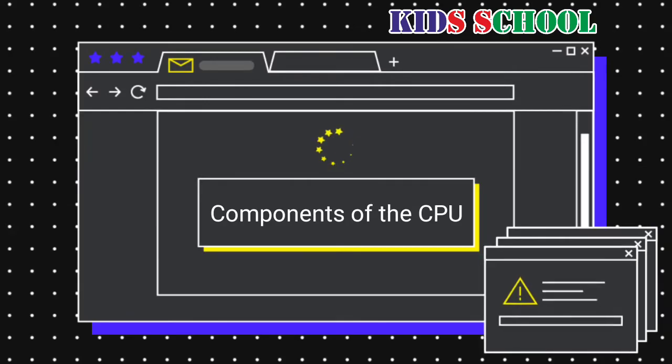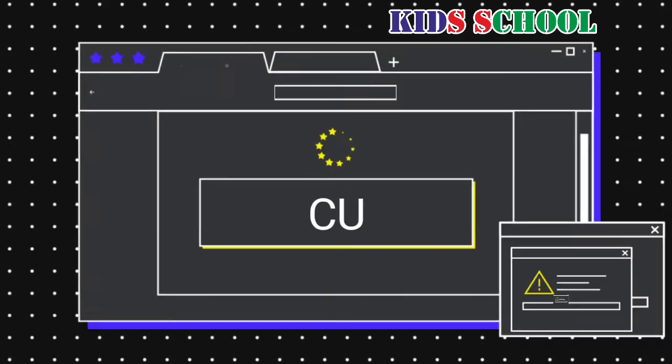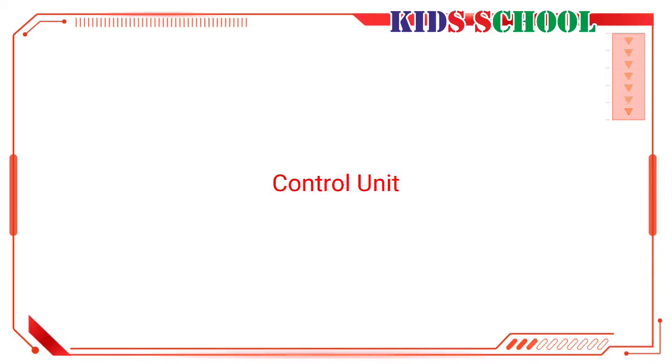Components of the CPU. Dear students, the CPU itself consists of three components. Number 1, control unit. Number 2, arithmetic and logic unit. Number 3, memory unit. The functions of each of these components of the CPU can be clearly understood from this illustration. Control unit.